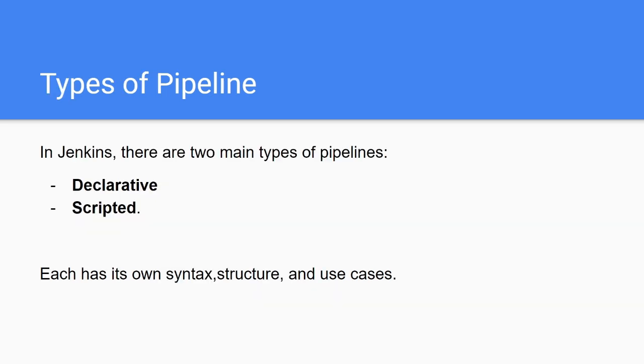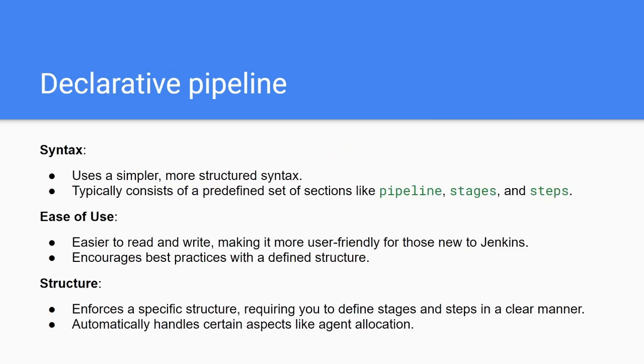In Jenkins, there are two types of pipelines, declarative and scripted. Each has its own syntax, structure, and use cases. For declarative pipeline, the syntax is very simple and more structured. It typically consists of a predefined set of sections like pipeline, stages, and steps. It is easy to use, easy to read and write, making it more user friendly for those who are new to Jenkins.